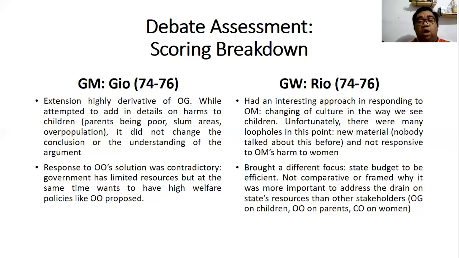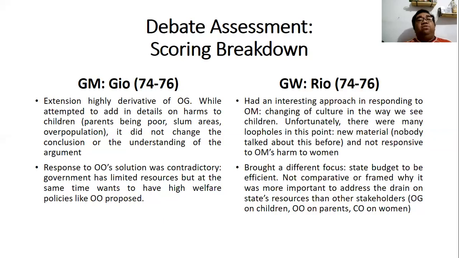For example, OG talked about prioritizing children as a vulnerable actor. Opening opposition talks about parents and family as an important unit to be protected. Closing opposition talks about women in specific. So in order for this argument to work, the Government Whip needed to frame that argument, that point. But there was just simply no effort in doing that. And so that's why we felt that the Government Whip also felt slightly below average.